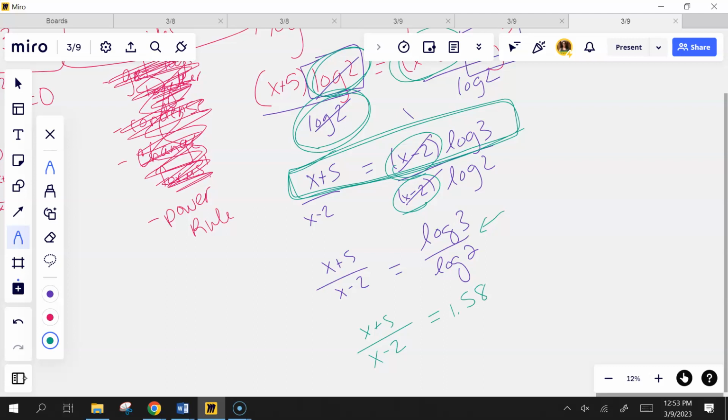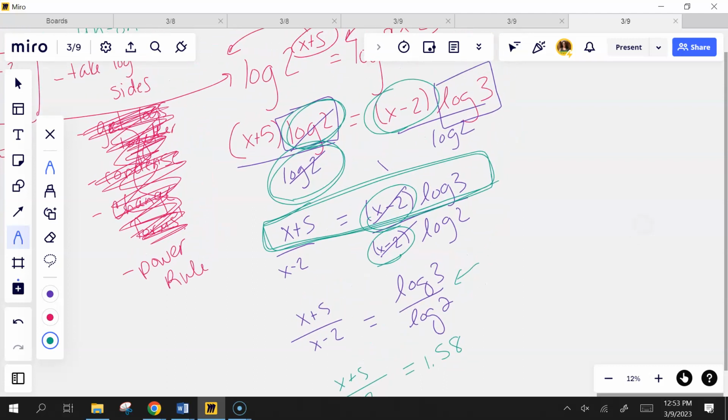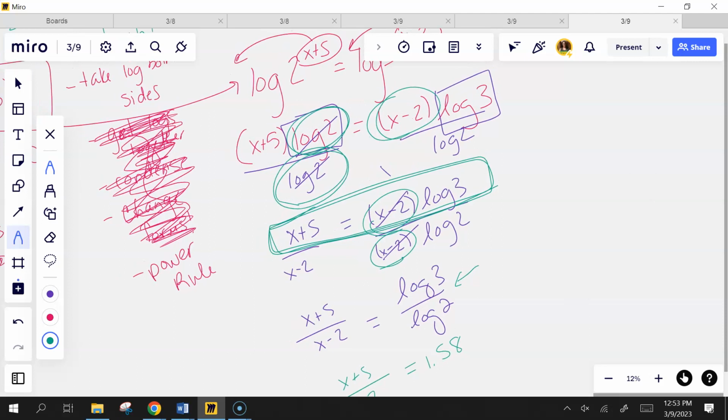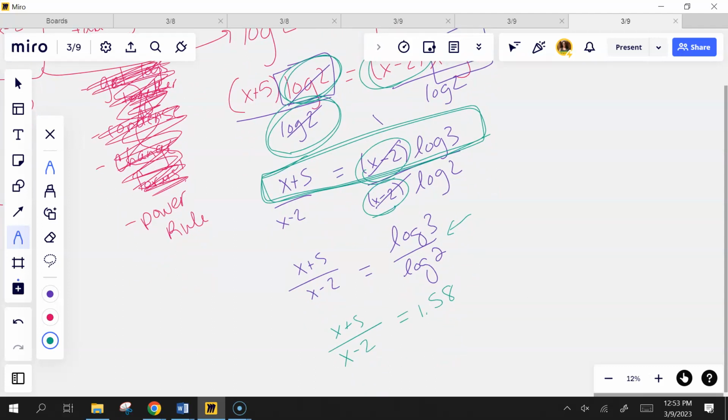Where'd I lose you? I didn't follow that. Yes. Just find what that line equals and then distribute. So you're solving. We're solving for x.